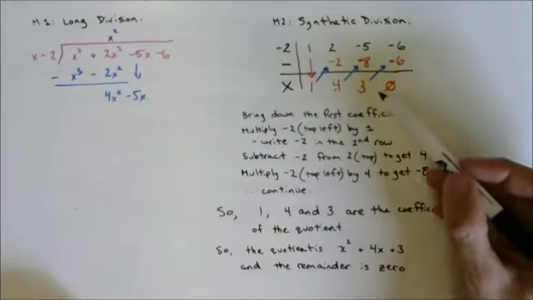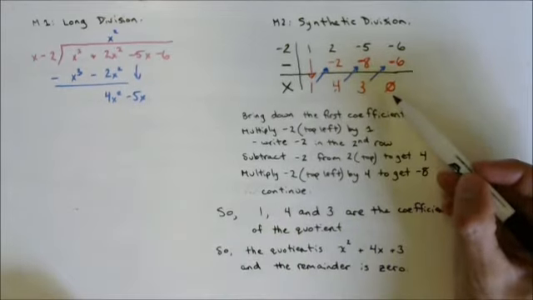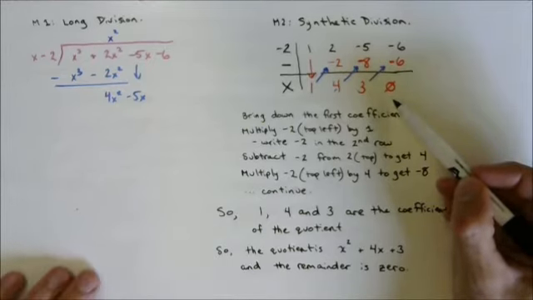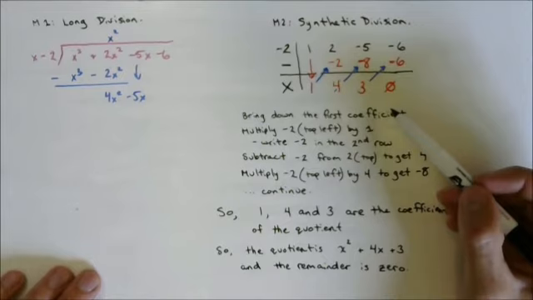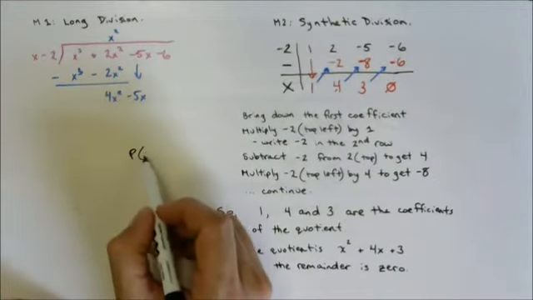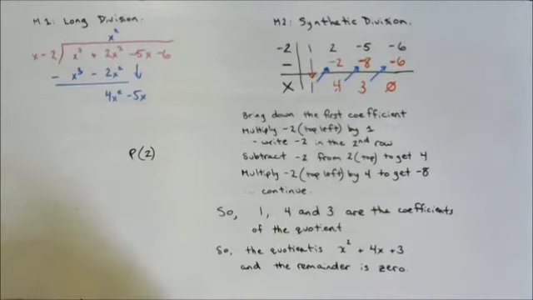What if we didn't get 0 as the remainder? What would that tell us? That it's not a factor. That x minus 2 isn't actually a factor. Okay, but we knew we were going to get 0. We already confirmed that x minus 2 is a factor because we tested p of 2 in our original function.